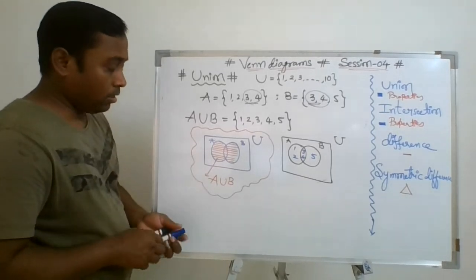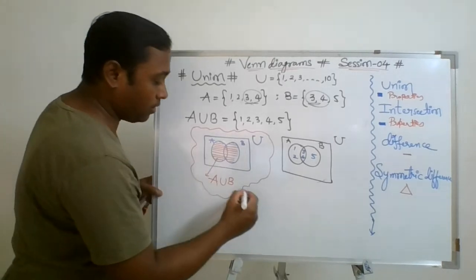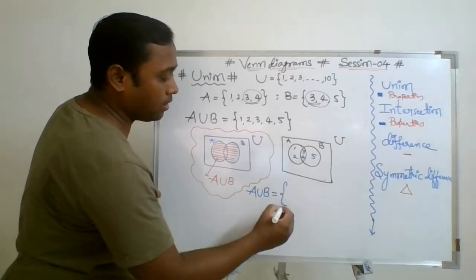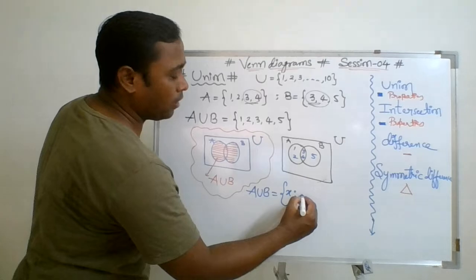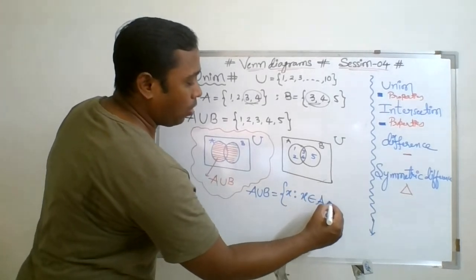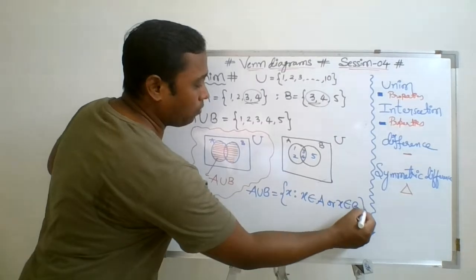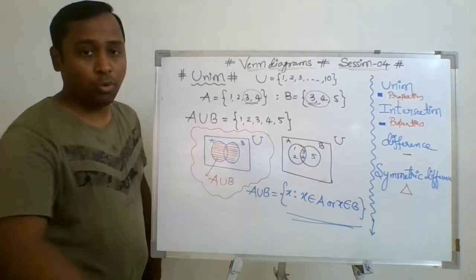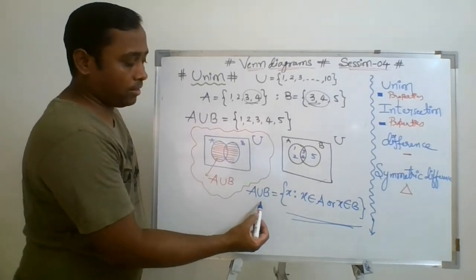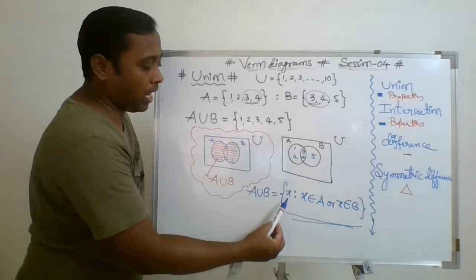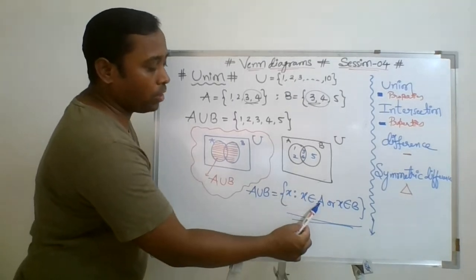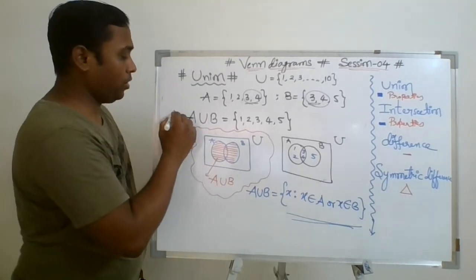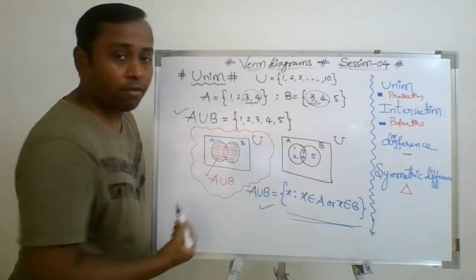And finally, the union of the sets is represented through set builder form: A union B is the set of x such that x belongs to A or x belongs to B. So whatever elements we take, either they are in A or in B or in both. Hence the union of the sets is represented through set builder form, x such that x belongs to A or x belongs to B.